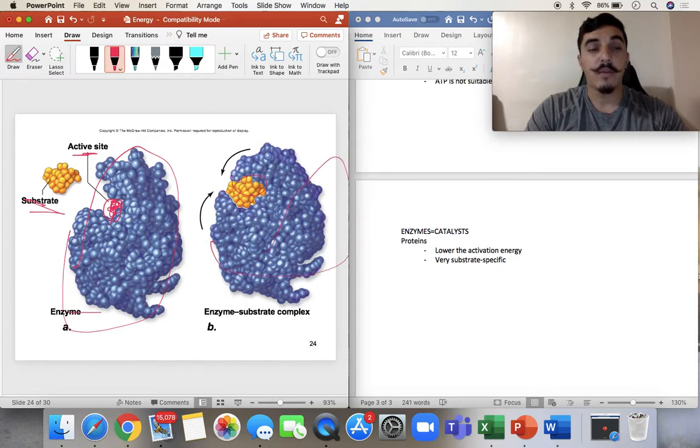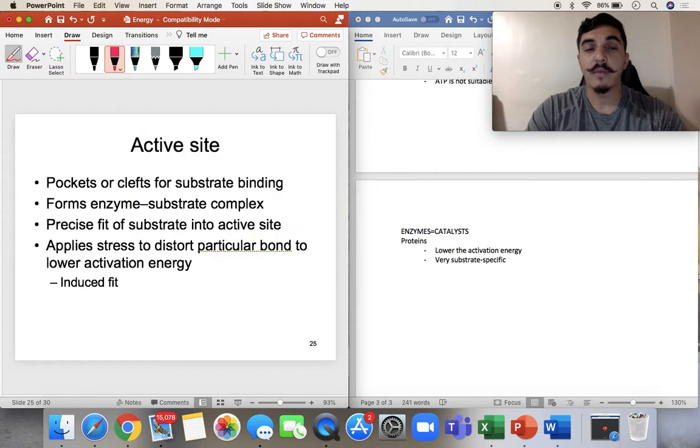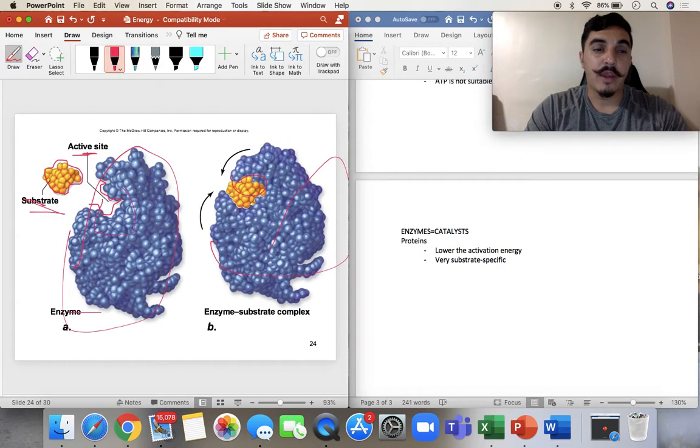Okay, so see how specific the shape is, and that's how that's going to be. So let me erase this real quick. Yeah, there it is. So see how specific this shape is, and that's how specific this one's going to be as well. So it fits perfectly where it's supposed to go. Okay, so they're very substrate specific. Okay, the active site is really just this area here.